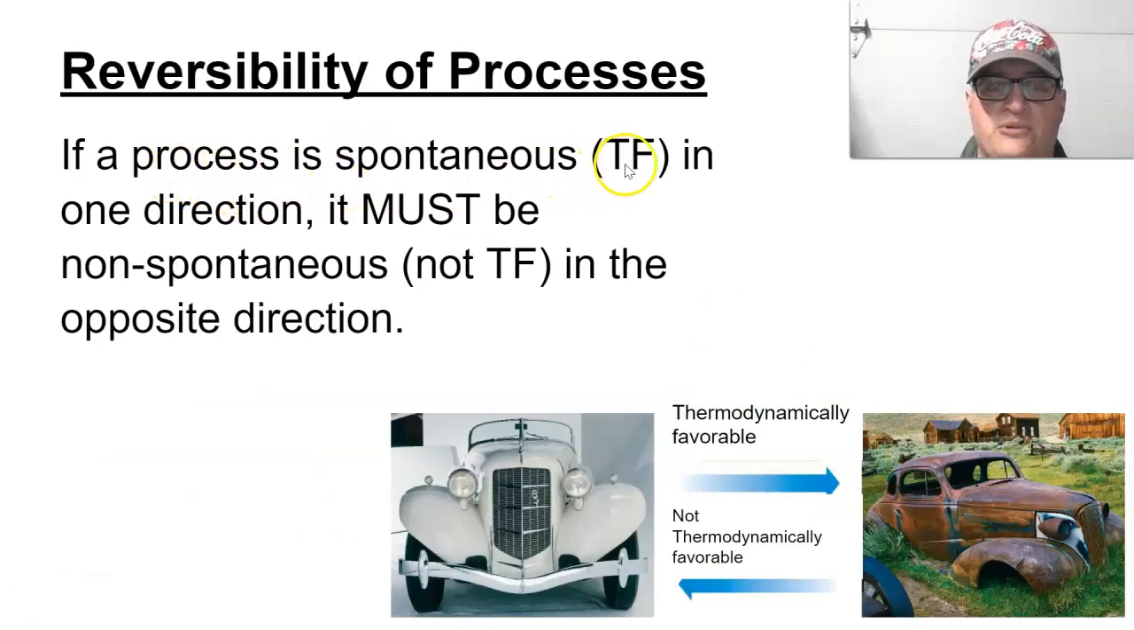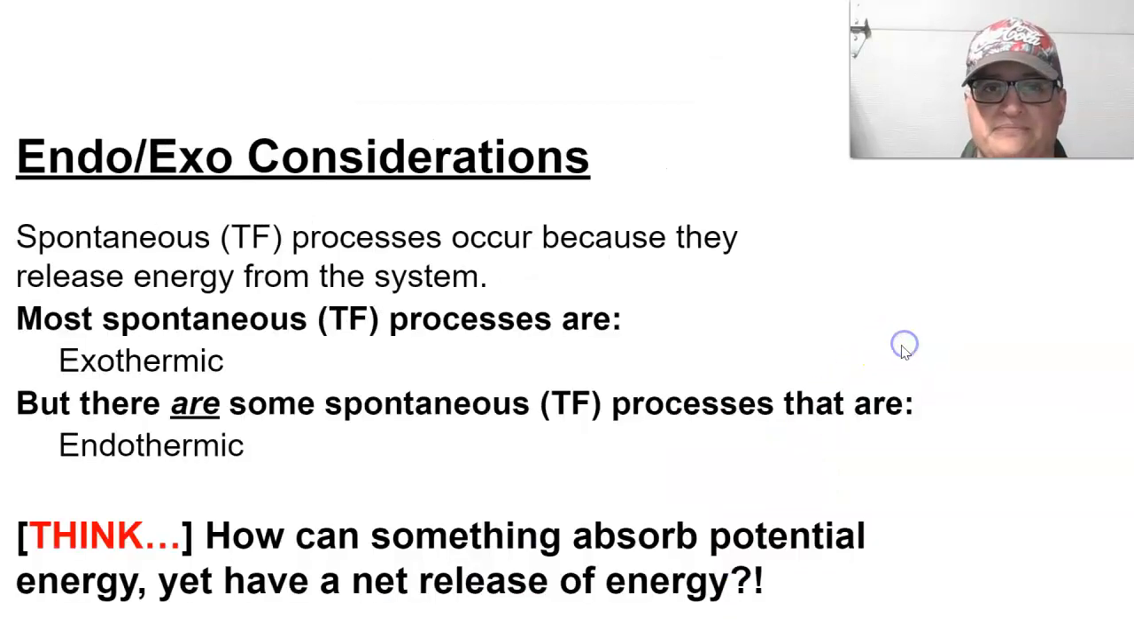If a process is thermodynamically favorable in one direction, it must not be spontaneous or thermodynamically favorable in the opposite direction. And that kind of makes sense, right? The idea is that when we think of anything, delta H, delta S, if it's positive one way, it's got to be negative the other way. That's the way chemistry works. So it's thermodynamically favorable. This awesome car is going to break down and get all rusty because it breaks into more parts, gases, particles, all those things down. However, if you were to go the other way, it's got to be not thermodynamically favorable.